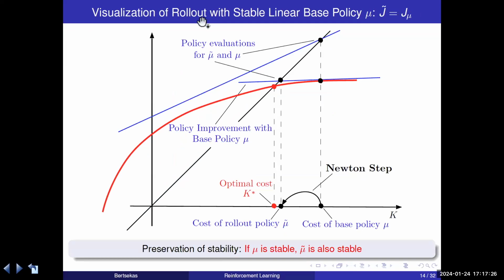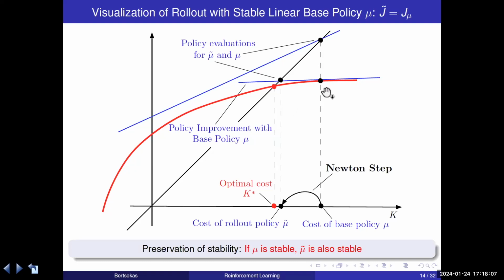Now let's also try to visualize rollout with a stable linear base policy. Remember what rollout is. We introduce a base policy which has cost function J mu, and we use as cost function approximation the cost of that policy. We use this J tilde here. Now I'm going to choose the base policy to be stable, so the slope of the base policy is going to be less than 1. So it intersects the 45-degree line, and this is the cost of the base policy.